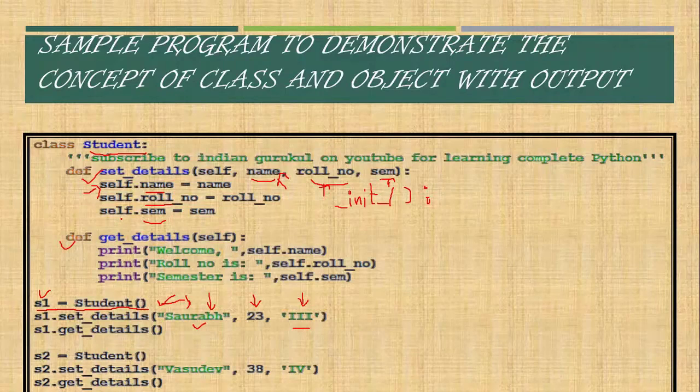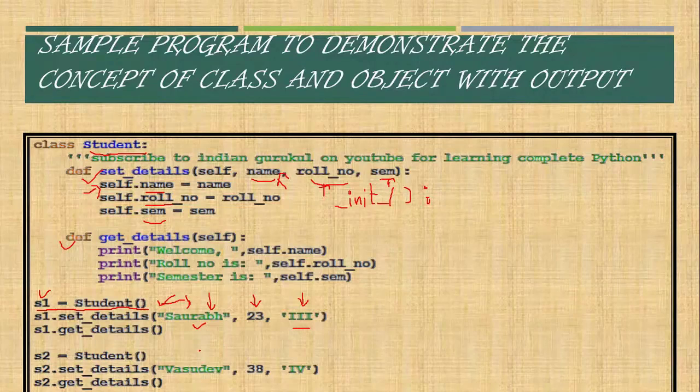So this student, that is S1, will have its name as Saurabh, the roll number as 23, and sem as 3. Then we will be instantiating another object, the S2 object. It will also be of the student type, so it will have the same set of attributes, not properties but attributes we are talking of. The attributes over here are the name, the roll number, and the semester.